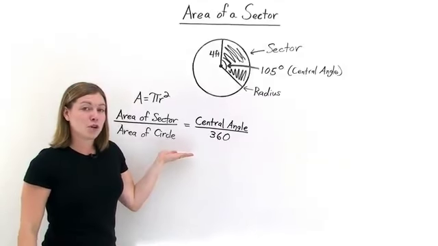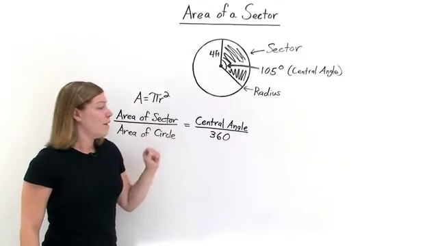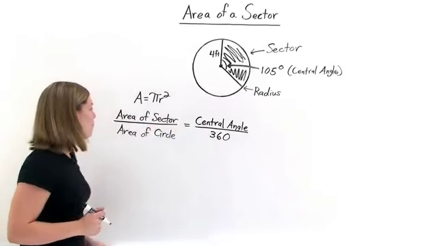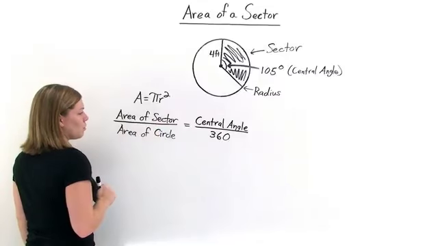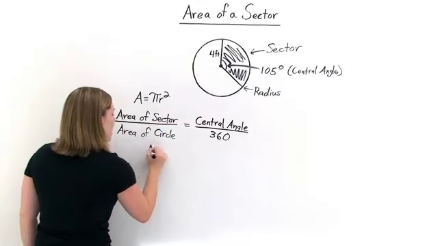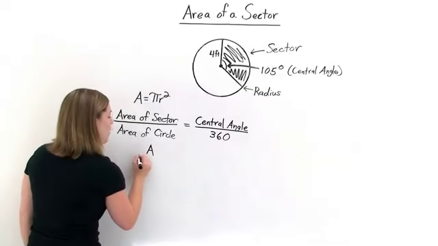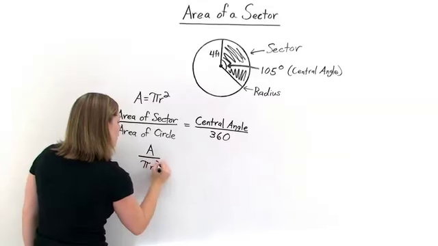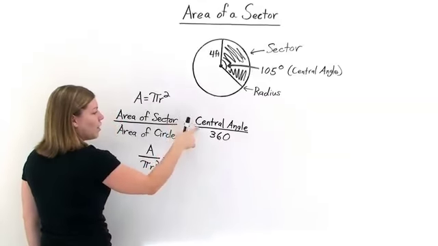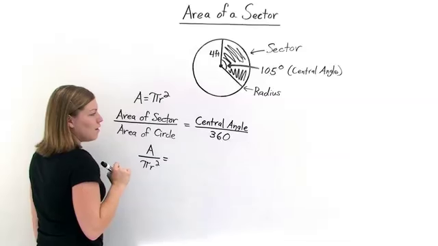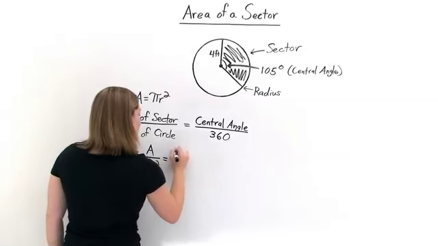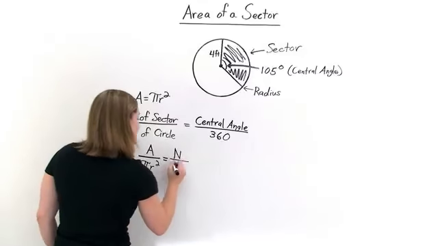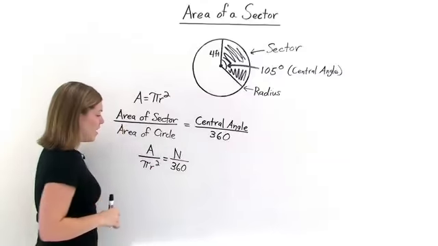Now that we have this proportion, let's take some of these, like the area of a sector and the central angle, and put in some variables instead. So here, the area of a sector is what we're trying to find. Let's represent that as A. The area of a circle is this value right here, pi r squared. Now that's equal to the central angle over 360. Well, instead of writing the central angle, let's write the variable n instead, just picking a variable to represent that number. And that's over 360.